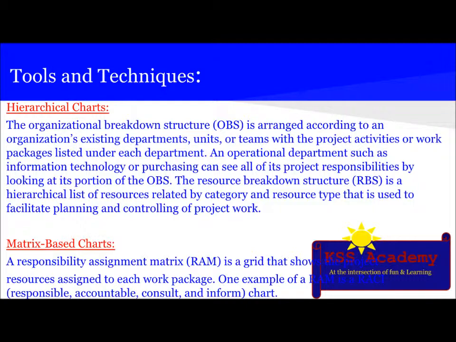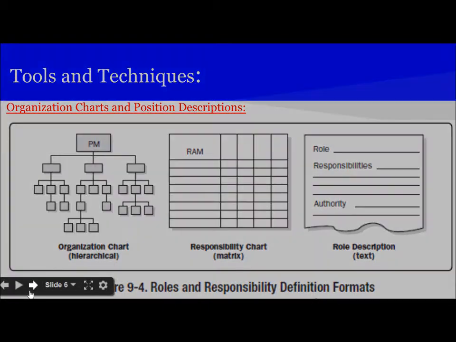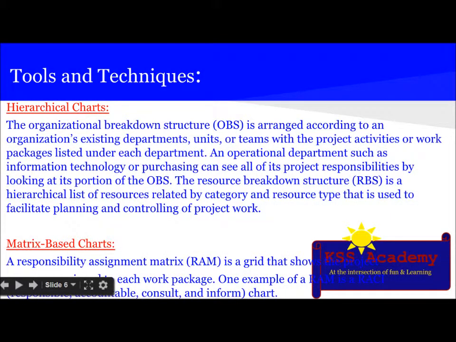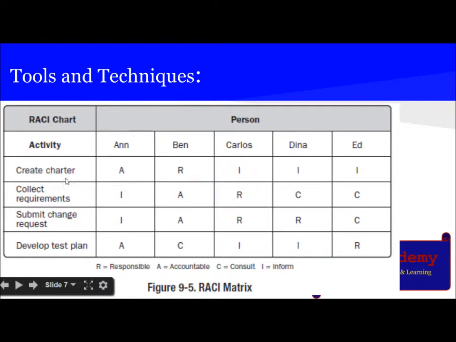The matrix-based structure which we saw here, the responsibility assignment matrix, this is the one. The RAM is also called responsibility assignment matrix. The full form of RAM is responsibility assignment matrix, a grid that shows the project resources assigned to each work package. One example of RAM is RACI, which stands for responsible, accountable, consult, and inform chart. So here is the example of a RACI chart.